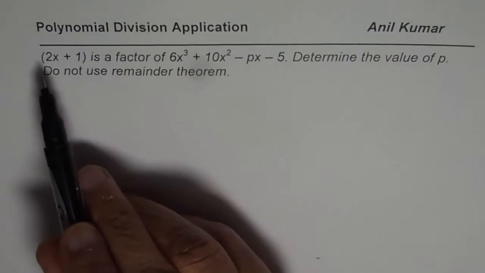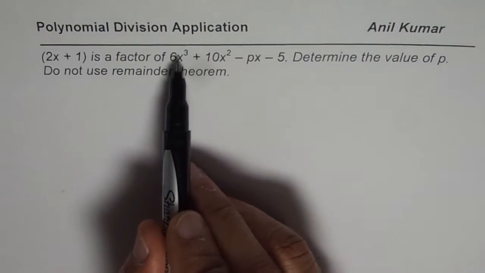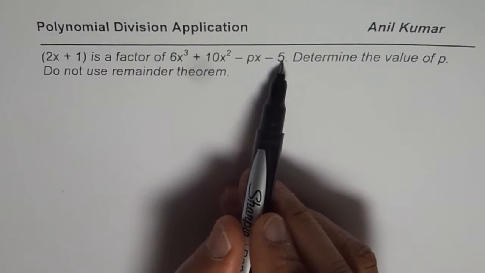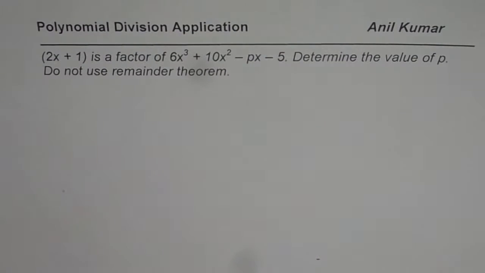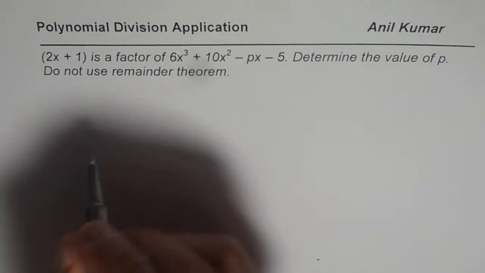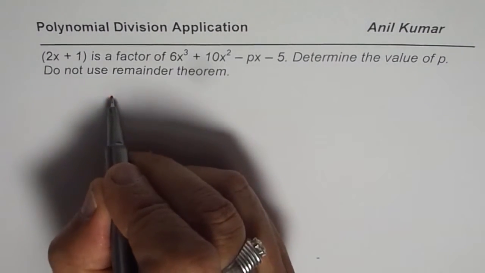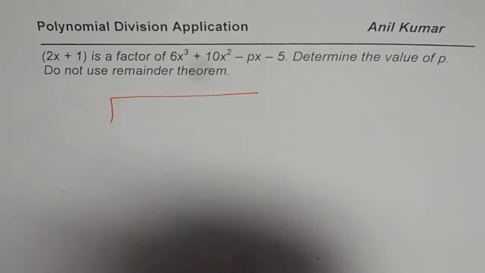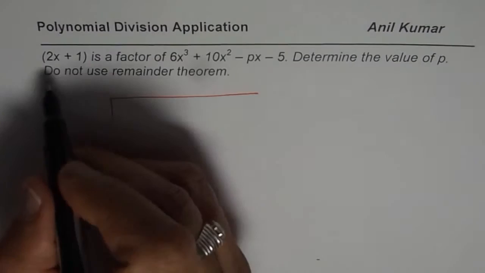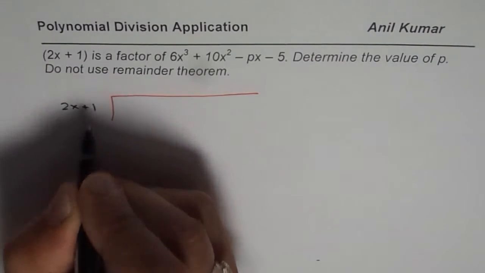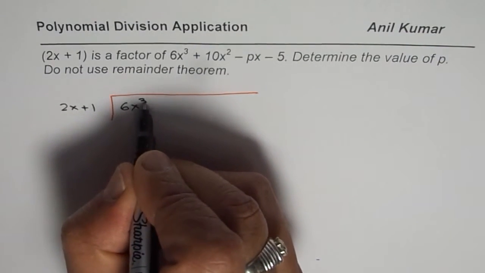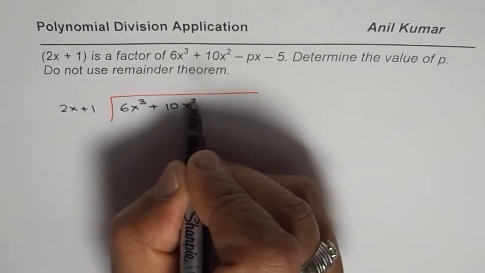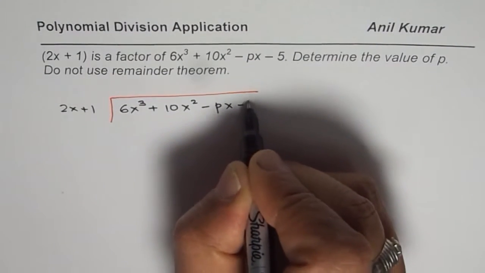Now when we say that 2x plus 1 is a factor of 6x cubed plus 10x squared minus px minus 5, it means that when you do division, the remainder is 0. That is what it means, correct? So let's begin with long division for the time being. We do not have to use remainder theorem, okay? So we'll use long division and then try to solve for the value of p, right? So we are dividing by 2x plus 1. So 2x plus 1 is the divisor, and the dividend is 6x cubed plus 10x squared minus px minus 5.